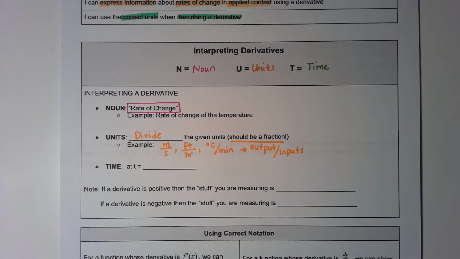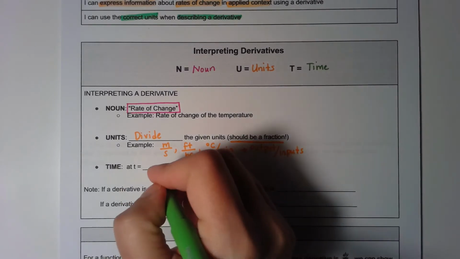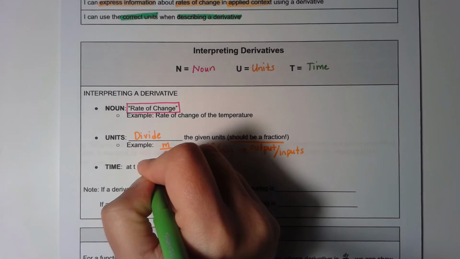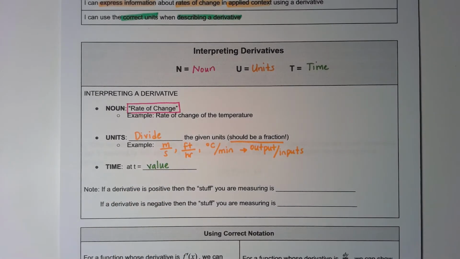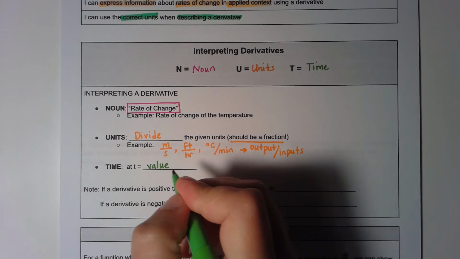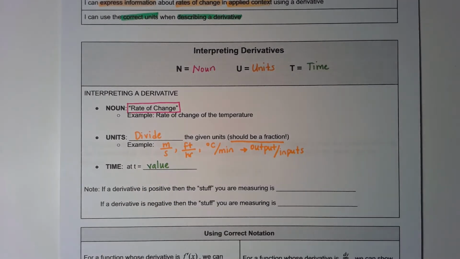And then last but not least, you're going to need a time. Now, since a derivative is the rate at a specific moment in time, it's the slope at one point, we're going to be looking at t equals a specific value. So it's not going to be over an interval like from 0 to 2 minutes. It's going to be at 2 minutes. So you're going to be using the words like at t equals something.